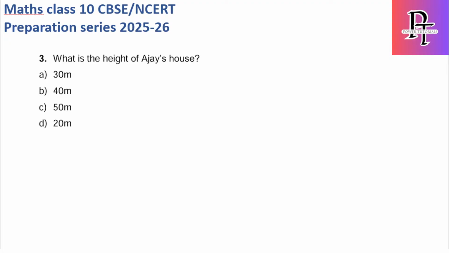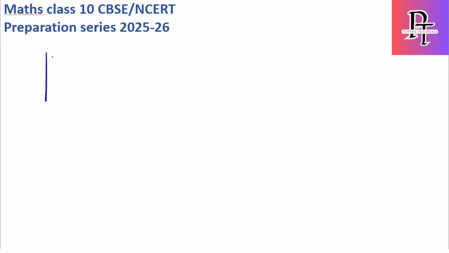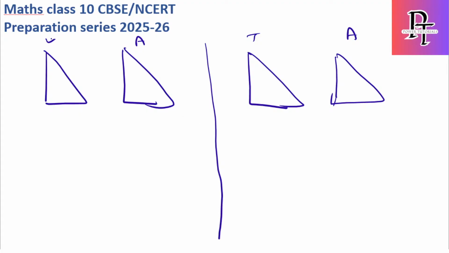What is the height of Ajay's house? So we need to find the height, not the shadow. I will take the first scenario itself, this condition, and draw Vijay's house. Here in this question we can use either Vijay's triangle or the tower's triangle, and I will take you through both and prove that both answers are the same. The second one uses the tower's triangle and Ajay's triangle. In the exam, no need to do both methods. You can try either. Anyway, I will show you both give the same answer.